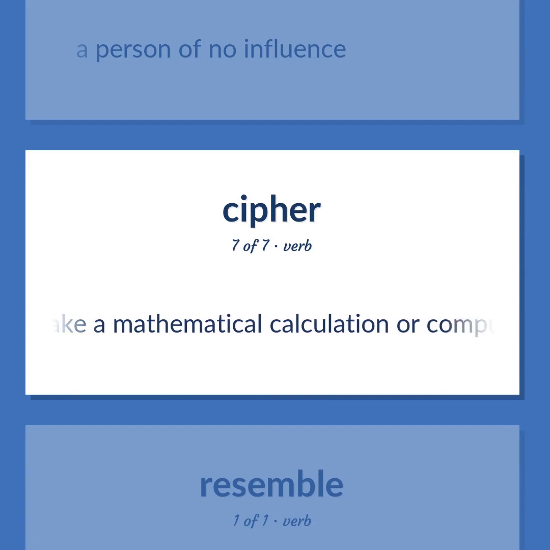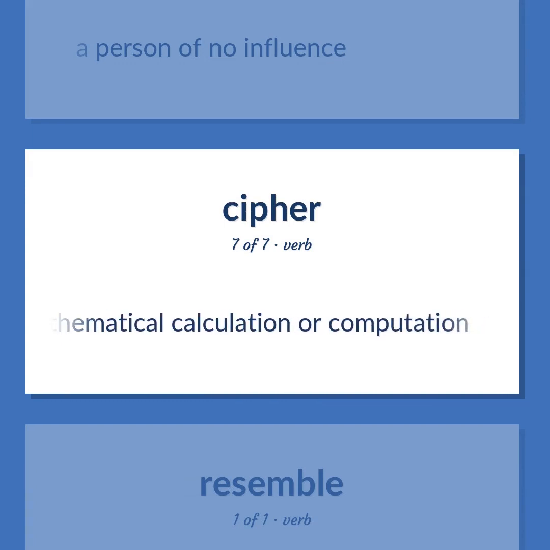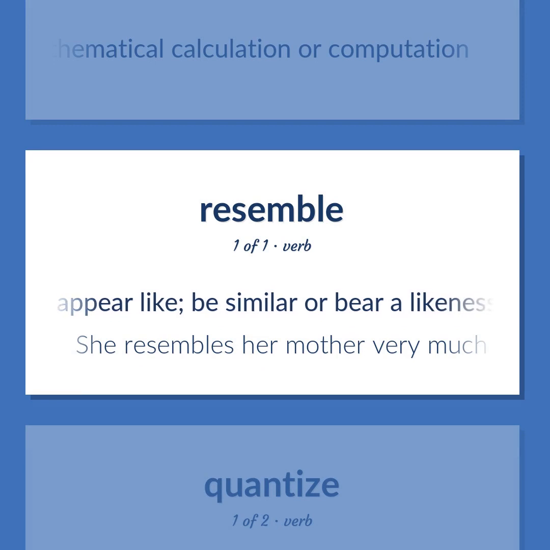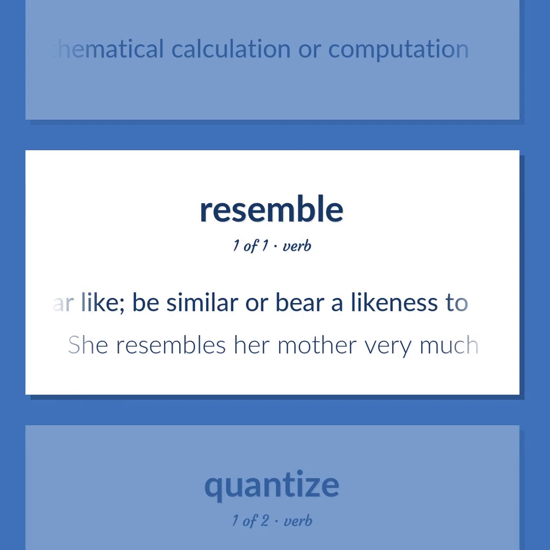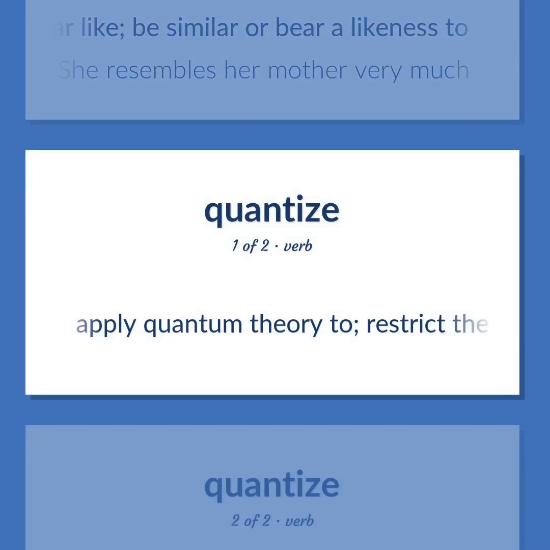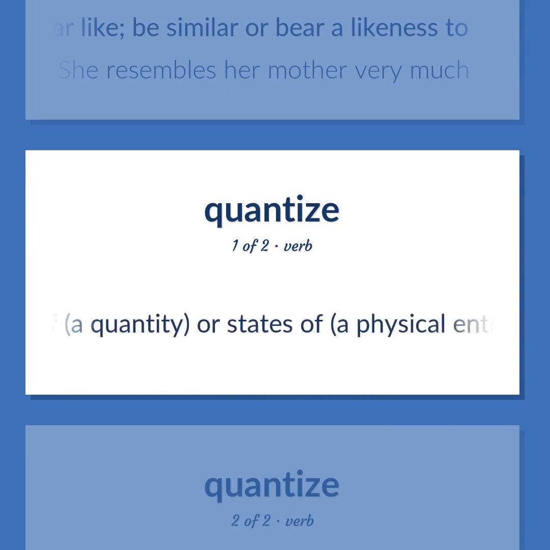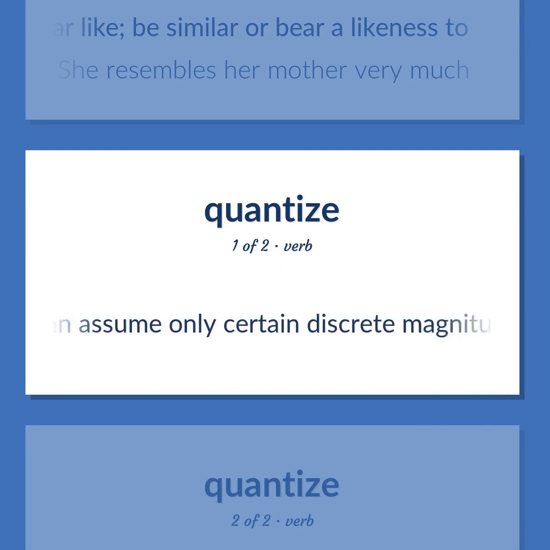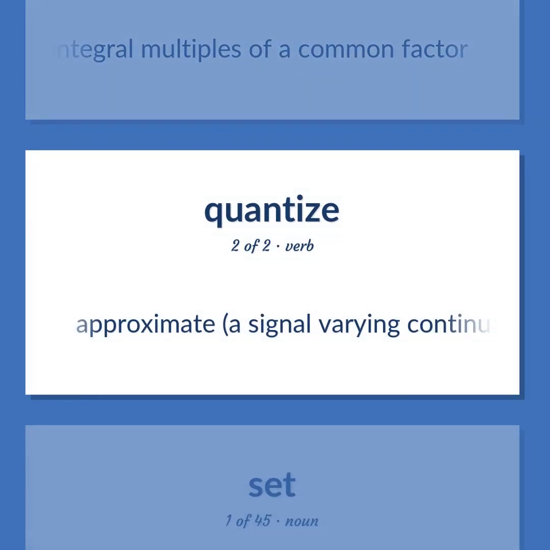Make a mathematical calculation or computation. Appear like. Be similar or bear a likeness to. She resembles her mother very much. Apply quantum theory to. Restrict the number of possible values of a quantity, or states of a physical entity or system, so that certain variables can assume only certain discrete magnitudes that are integral multiples of a common factor. Approximate. A signal varying continuously in amplitude, by one whose amplitude is restricted to a prescribed set of discrete values.